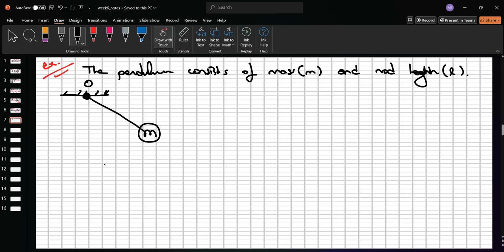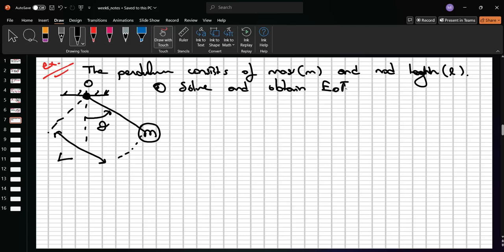So, if we have this value, we can build this. This is the M. Okay? And so we have also L in here, and so we should define the theta value in here. This is the degree of deflection rate. Okay, and so our problem is to solve and obtain the equation of motion.